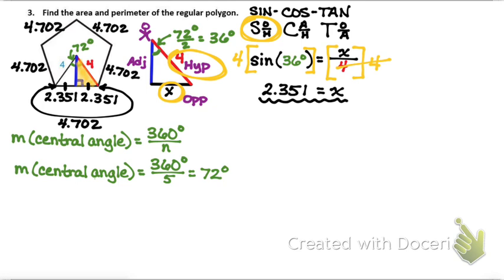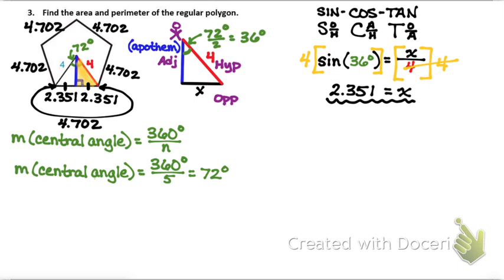4.702. The next thing we need to do is find the apothem. So once again, we are going to use our trig functions. And just as a reminder, our adjacent side is our apothem. So I've gone ahead and labeled that right over here. Once again, we know our hypotenuse. That's that nice pretty number.